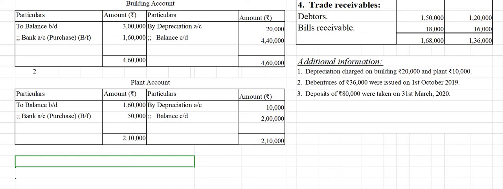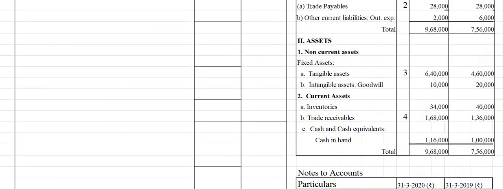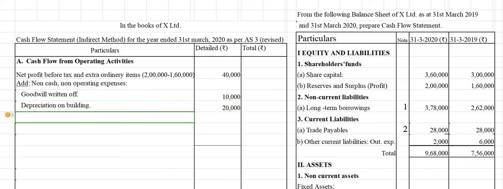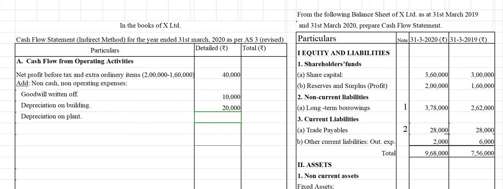So that's all. From here we can take 2 depreciations. That is the next item in the cash flow statement. Depreciation on building, we have got 20,000, and depreciation on plant 10,000.